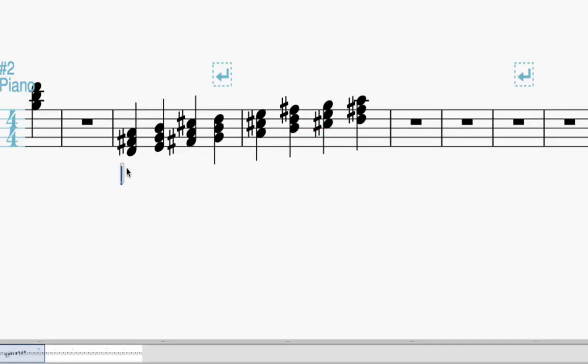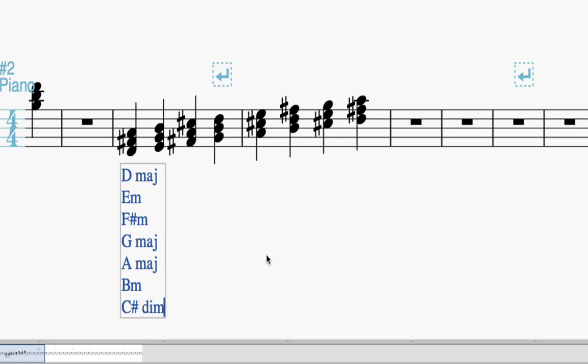Now let's do it for D major, right? So I have D major, E minor, F sharp minor, G major, A major, B minor, C sharp diminished, and then D major again.